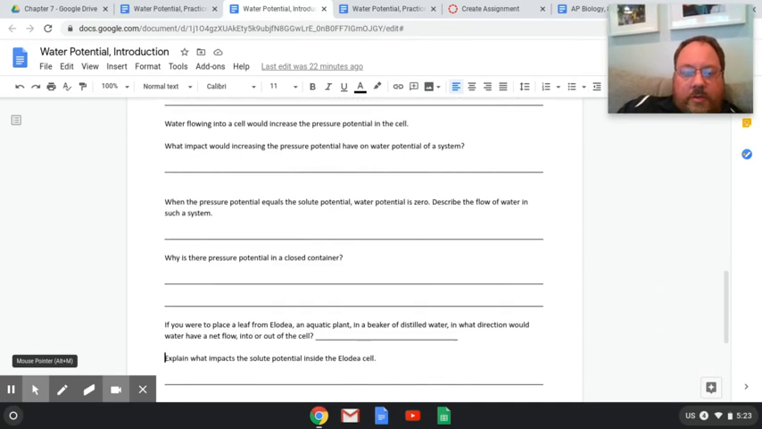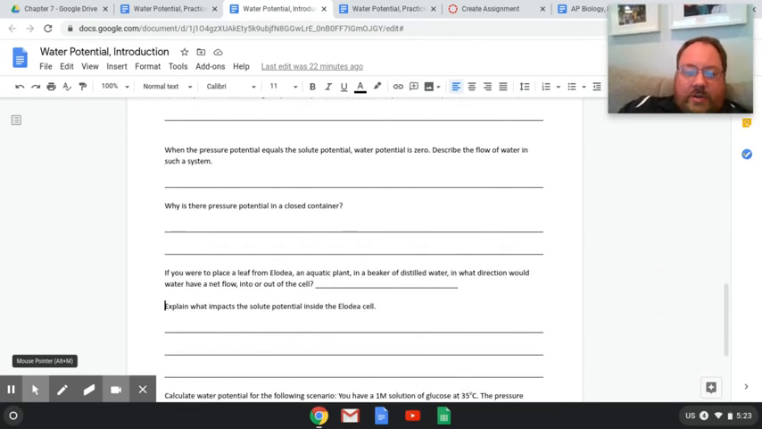Let's see. Why is there pressure potential in a closed container? Well, think about a sealed container. As water flows in, the water will push on the walls of the container, and the walls of the container will push back on the water. So the pressure in the system will increase. So as water flows in and it pushes on the walls of the container, and the container pushes back on that water, the pressure in the system will go up.